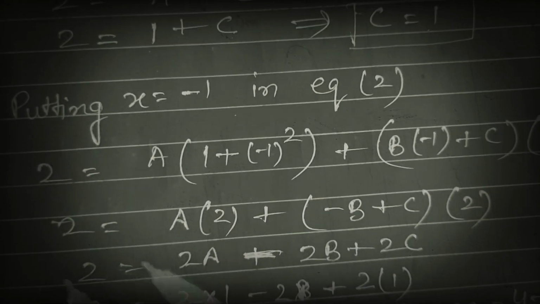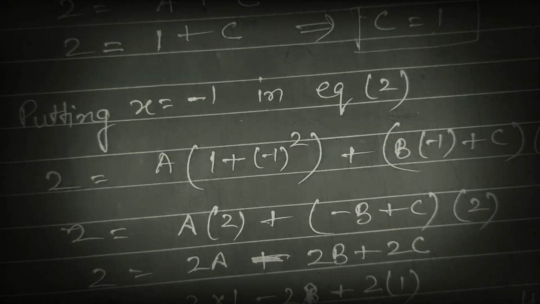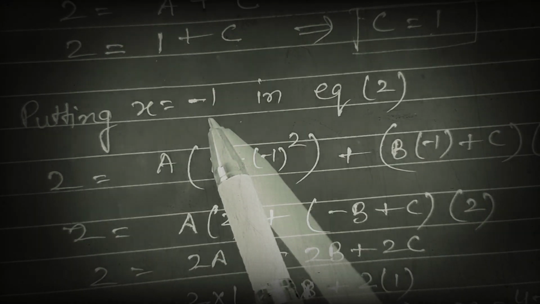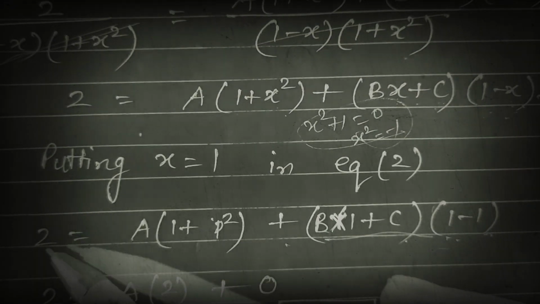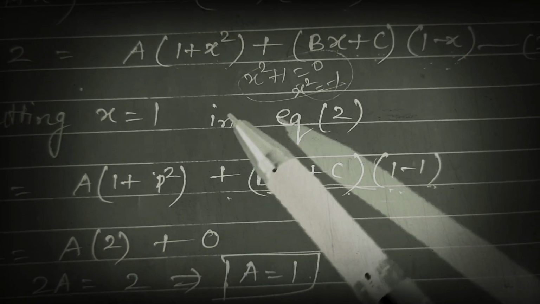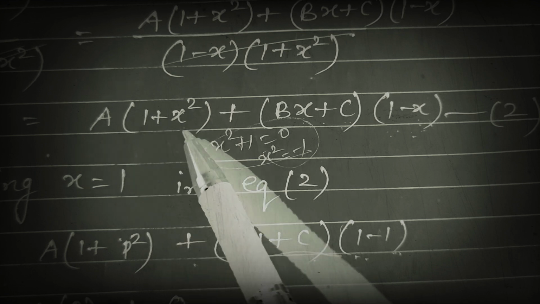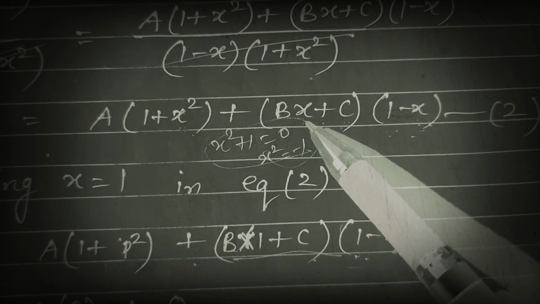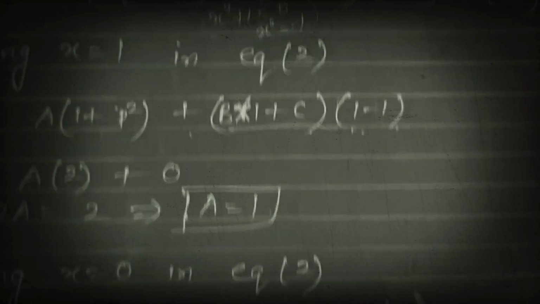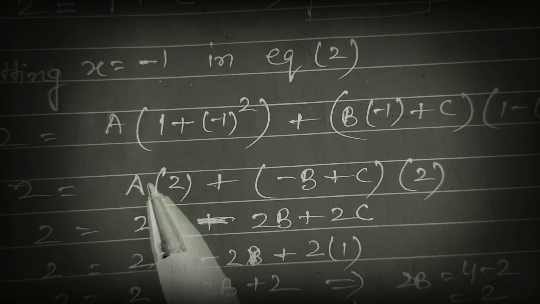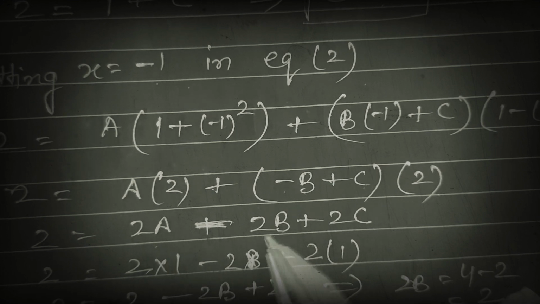1. Now putting x is equal to -1 in equation second also. You can put 2, 3, 4 as you wish. So I am putting x is equal to -1 in equation second. Left hand side is already 2. Right hand side will be a into (1 plus (-1) square), it is 1, plus b into -1 plus c into (1 minus -1), it will be 2. Then we will get 2 is equal to 2a minus b plus c into 2, then it is 2a minus 2b plus 2c.